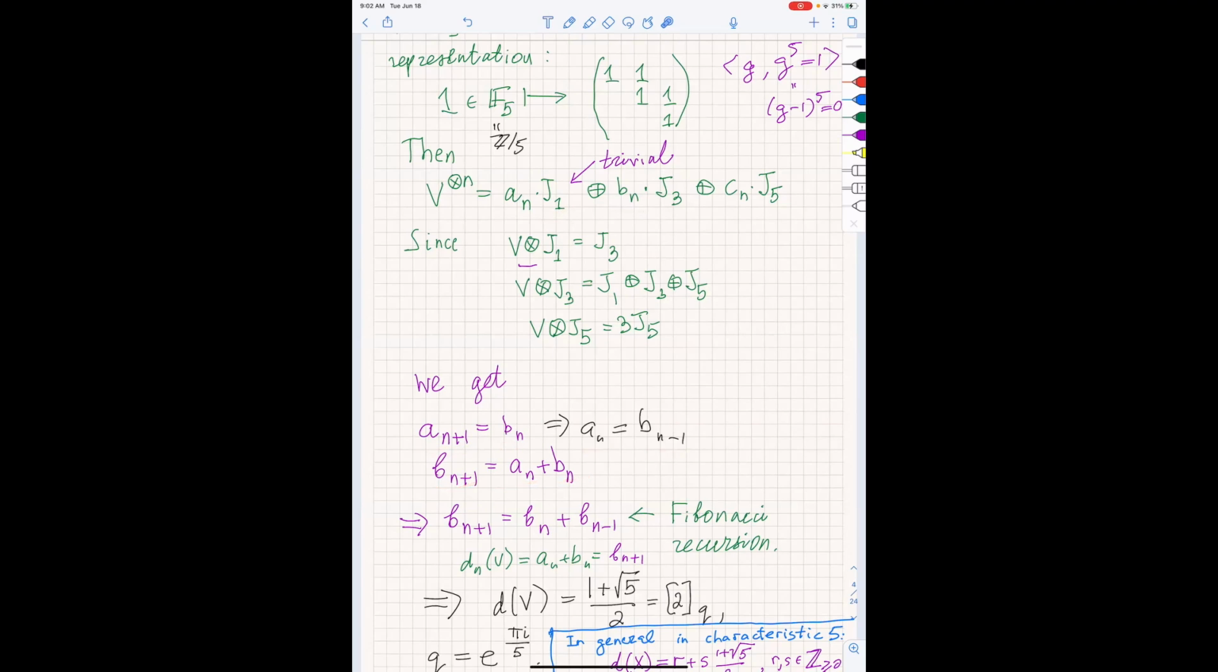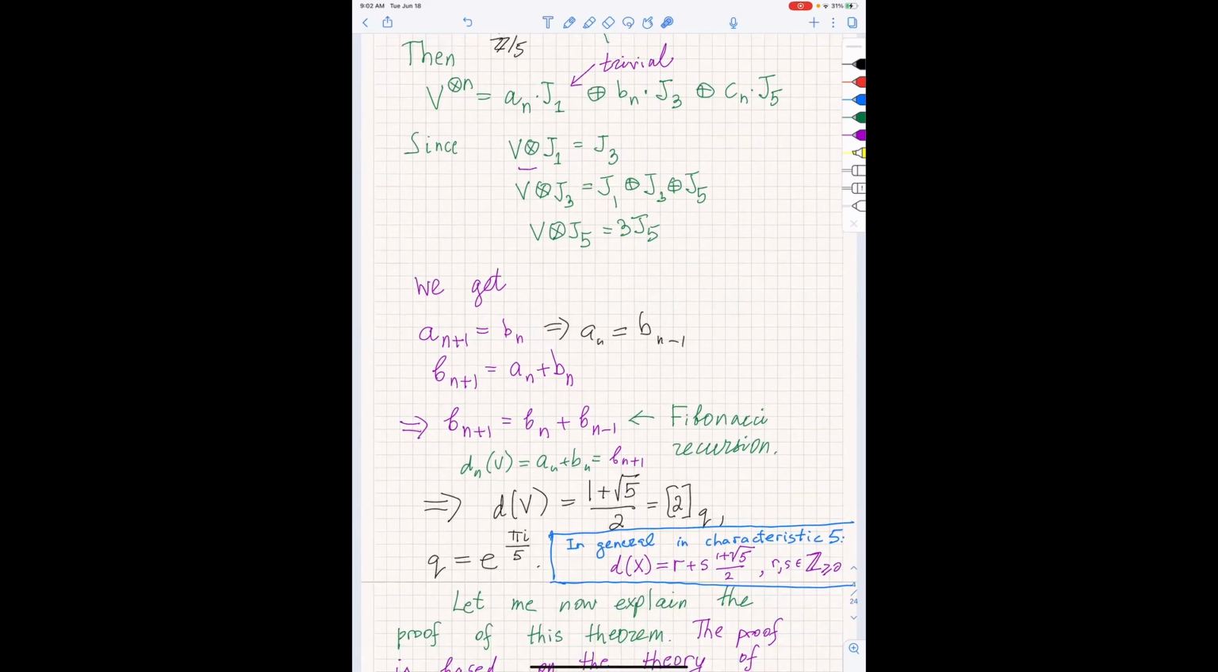Well, that's because when you tensor, you want to get J3. There are 2 ways to do so, when you tensor J1 and when you tensor J3. And so that gives you BN plus 1 equals AN plus BN. And substituting the first equation into the second, we obtain BN plus 1 equals BN plus BN minus 1, which is the Fibonacci recursion. And in fact, this means that dn of v is AN plus BN, which means we are only counting representations of dimension not divisible by 5. And this is BN plus 1. So this is a Fibonacci number.